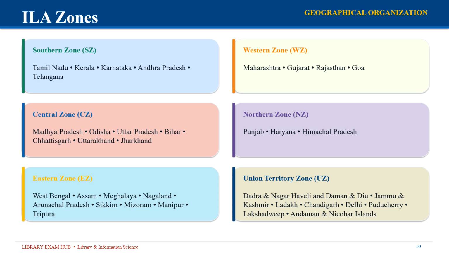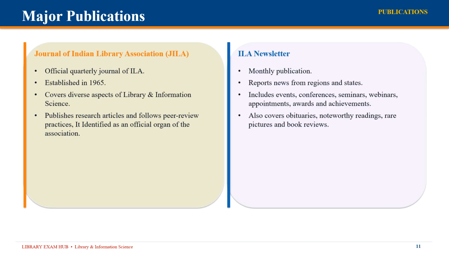Now we come to the geographical organization of ILA, right? As I earlier mentioned, there are nearly six zones: southern zone, central zone, eastern zone, western zone, northern zone, and union territory zones. When you subscribe, you should also mention which zone you belong to, and each zone has a secretary.